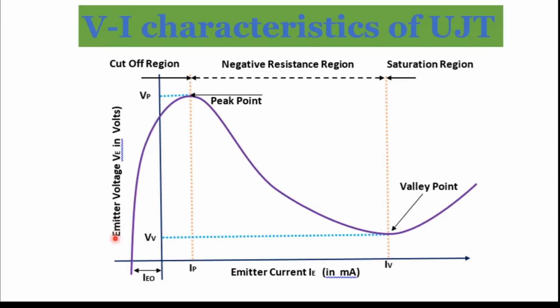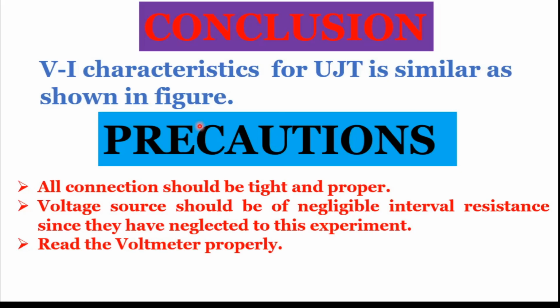Now for fixed value of VBB we will draw a graph between voltage emitter and emitter current. The graph has following nature, represents three regions: cutoff region, negative resistance region and saturation region. After performing experiment, we will draw characteristic curves for UJT which is similar to the characteristic curve of standard UJT.